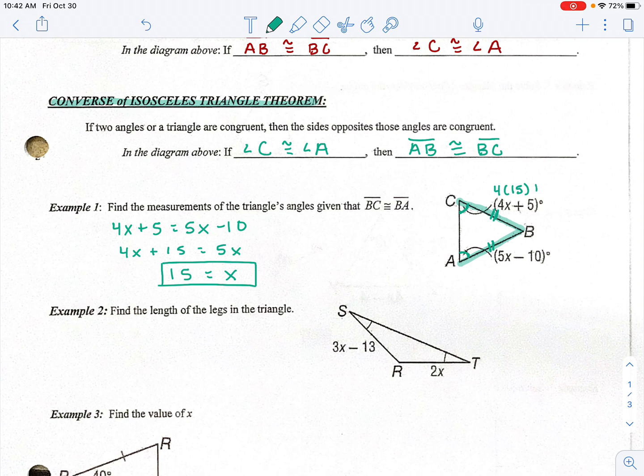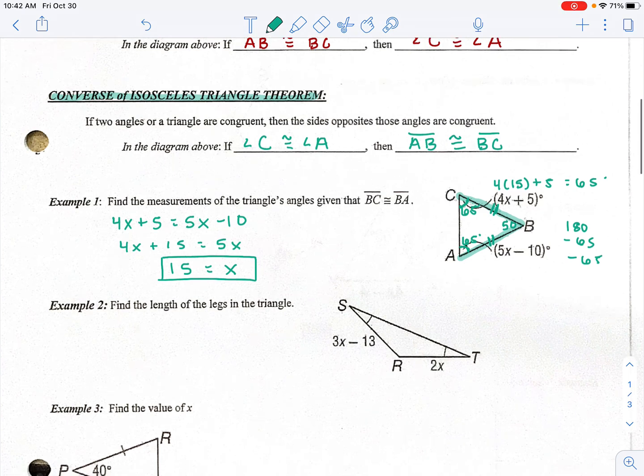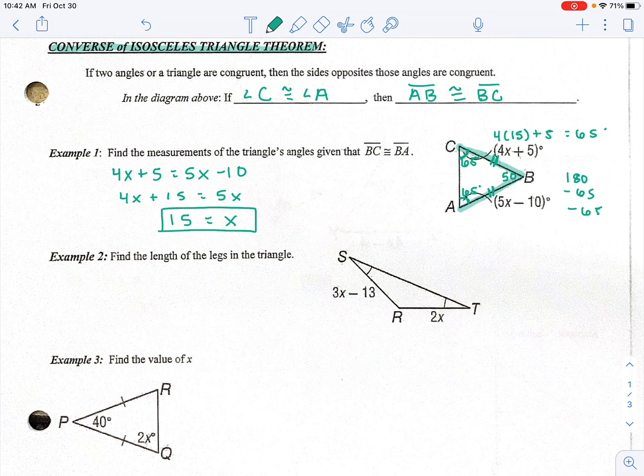Now it wants us to find the measurement of the triangle's angles. We're going to plug that in. So 4 times 15 is 60. 60 plus 5 is 65. So this is 65 degrees, which makes this angle 65 degrees. We could also find angle B now because we know a triangle adds up to 180. So I can say 180 minus 65 minus 65, and that leaves me with angle B being 50. So we can use what we did in 4.2 to further that.